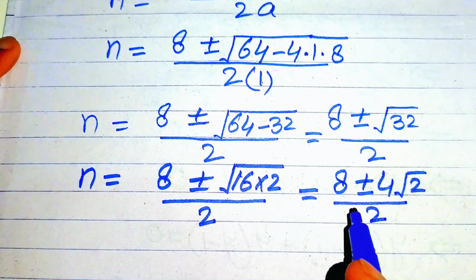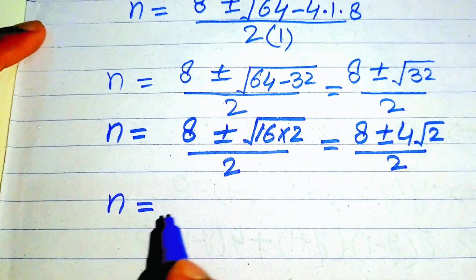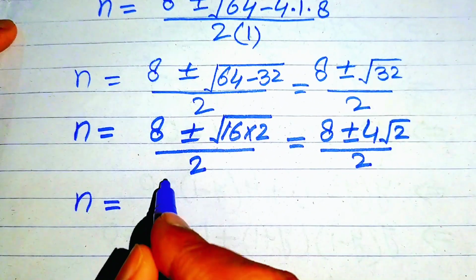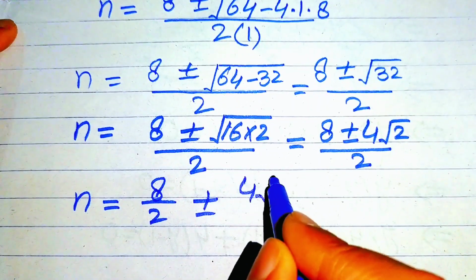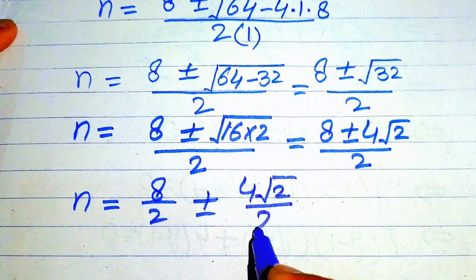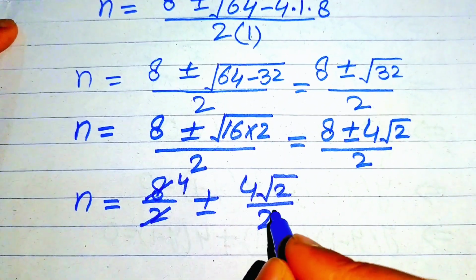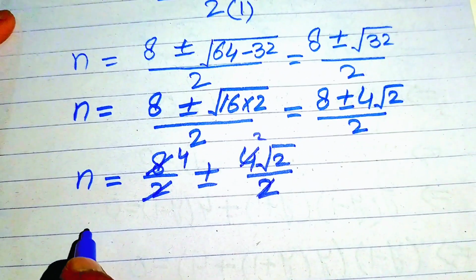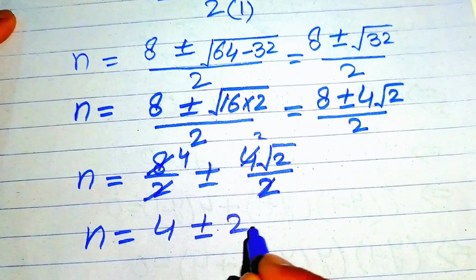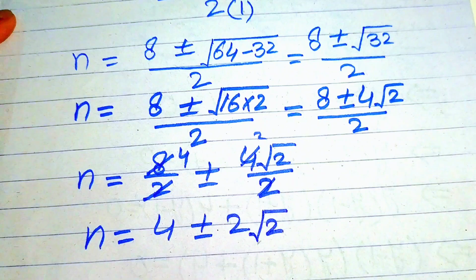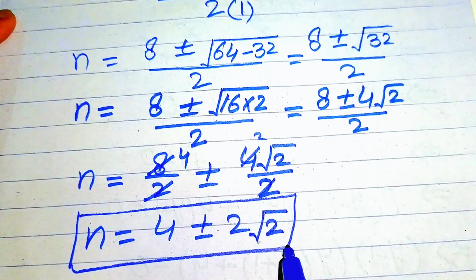Here we separate these two terms and finally we get the value of n equals 8 over 2 plus minus 4 times square root of 2 divided by 2. These are cancelled by each other and we get 2 4s are 8. Here you have 2 2s are 4. So we get the value of n equals 4 plus minus 2 times square root of 2. So these are the two values of n.